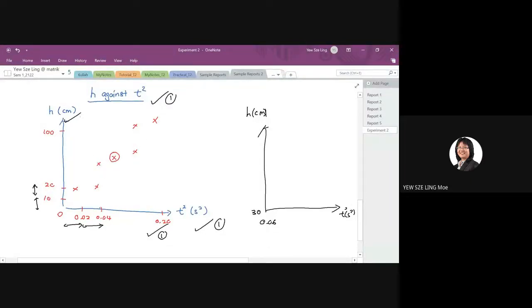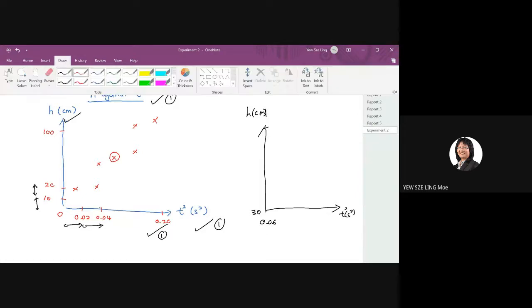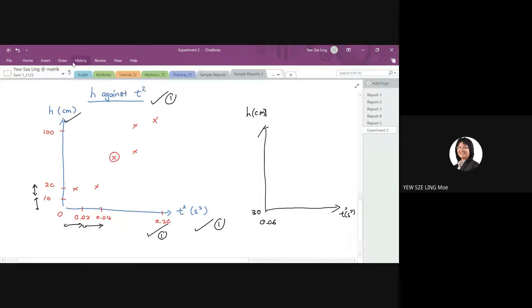I want to change the plot a little bit. So you can start to plot. If all points are plotted correctly, then you can get another 2 marks. Plotting is worth 2 marks. So if all 6 data points are correct, then you get these 2 marks.